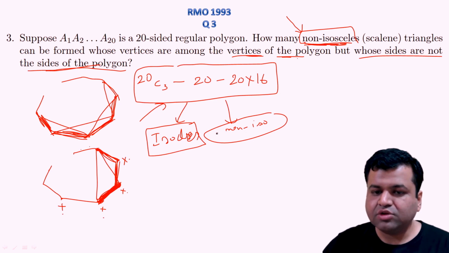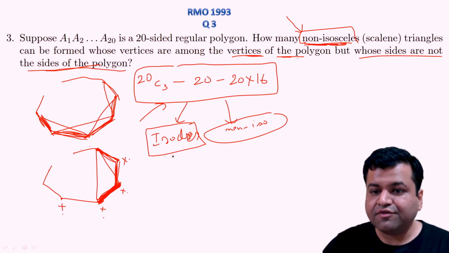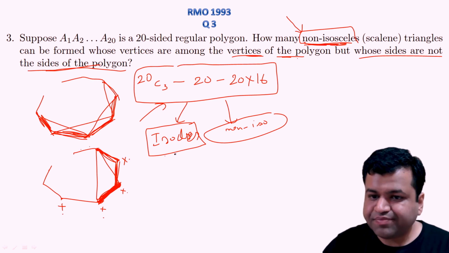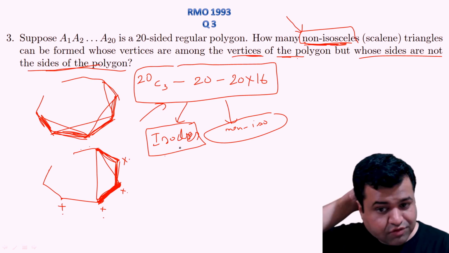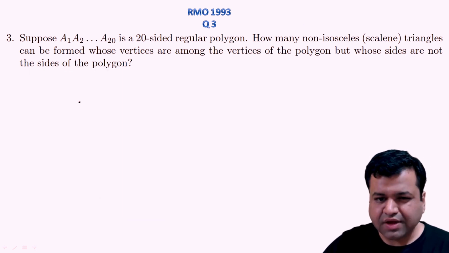ठीक है? तो now what we need to find, we need to find the number of isosceles triangles which do not have any side common with that of the polygon, right? Okay, so let's now find out the isosceles triangles. ठीक है? Okay, just tell me one thing.